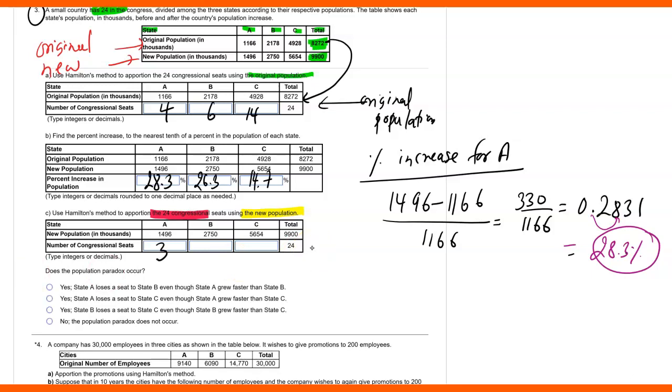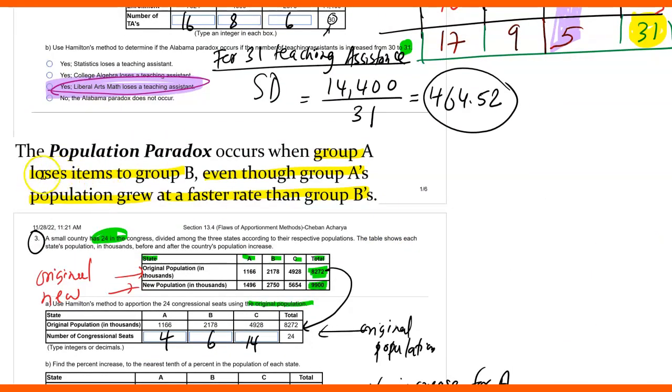A is going to have a 3, B is going to have a 7, C is going to have a 14. Okay, and then altogether you have 24. 7 plus 3 plus 14 is 24. Okay, let's compare. Does anyone lose the item to group B? Let's look for that first. And even that group is growing faster.